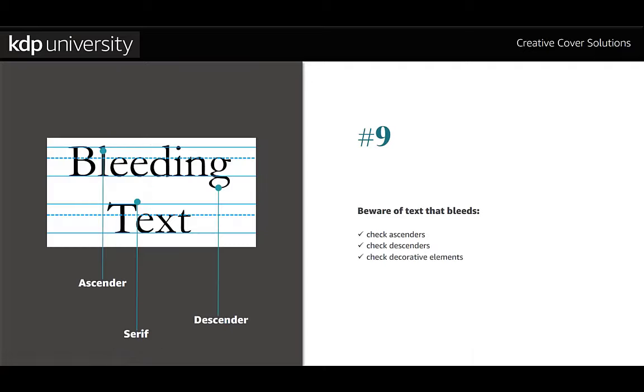Number 9, beware of text that bleeds. We're talking about text that is in danger of being cut off during the printing process. Most text will sit along an imaginary line called the baseline, and up to an imaginary line called the x-height. But text has descenders that fall below the baseline, ascenders that extend above the x-height, and some decorative elements like serifs. So here we can see the ascenders, descenders, and serifs.